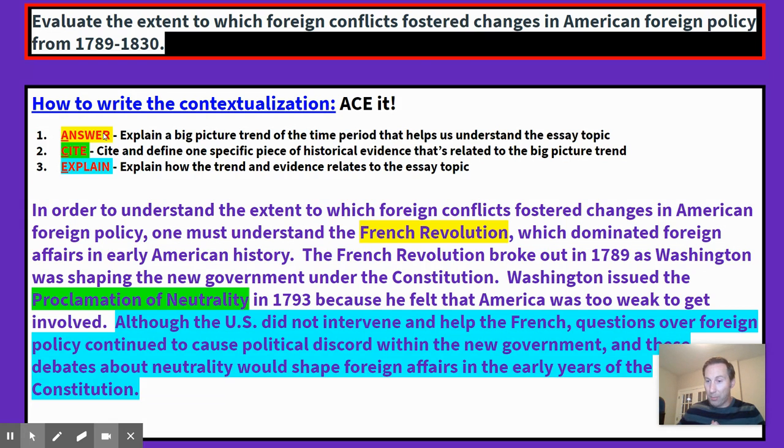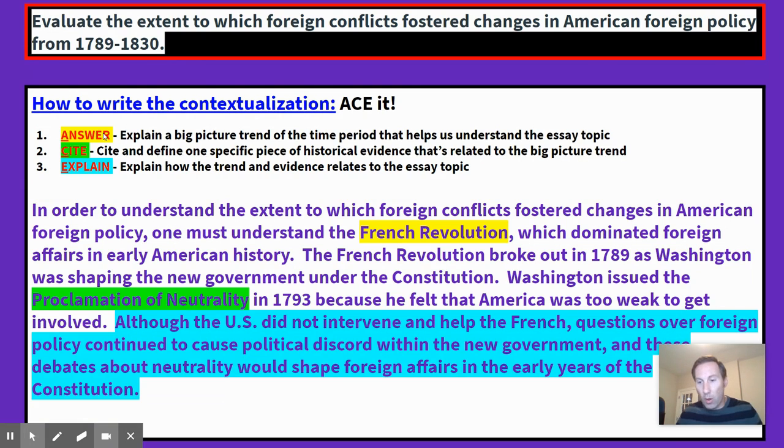Now I need to connect it to the prompt. Although the U.S. did not intervene and help the French, questions over foreign policy continued to cause political discord within the new government, and those debates about neutrality would shape foreign affairs in the years of the Constitution. So that's how I'm connecting it. The ongoing debates of the French Revolution are going to shape the way that Americans see foreign policy, and it's going to propel us into those changes that I'm going to talk about in my thesis.